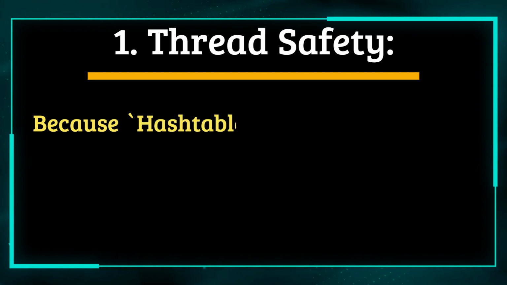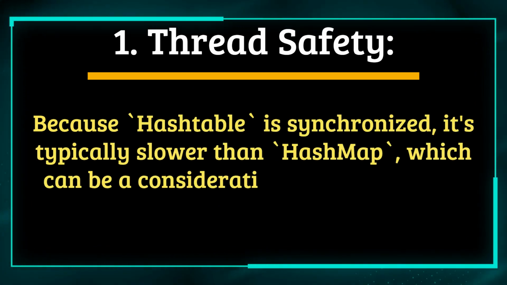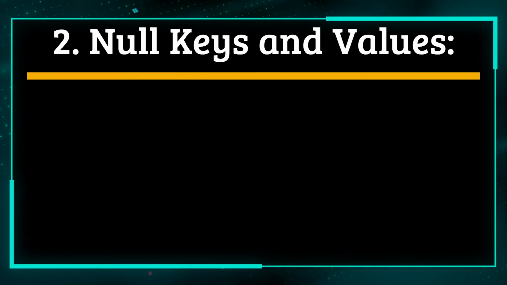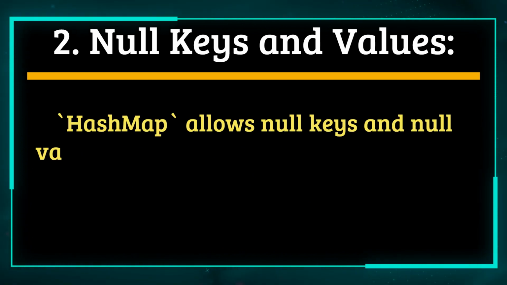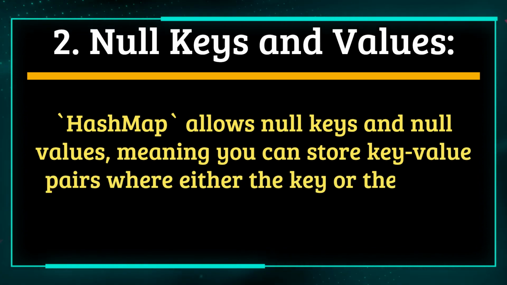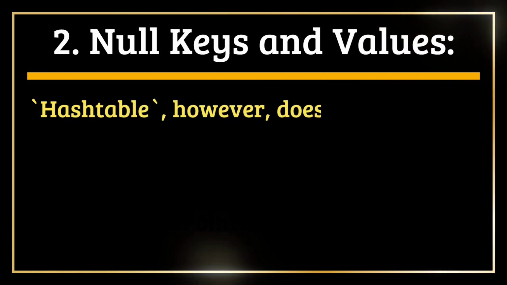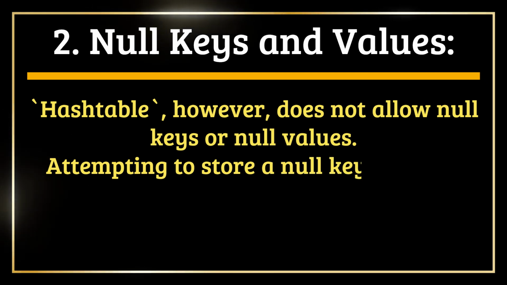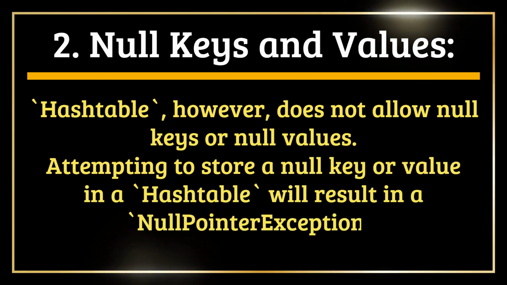Because HashTable is synchronized, it's typically slower than HashMap, which can be a consideration in performance-critical applications. 2. Null keys and values. HashMap allows null keys and null values, meaning you can store key-value pairs where either the key or the value, or both, is null. HashTable, however, does not allow null keys or null values. Attempting to store a null key or value in a HashTable will result in a null pointer exception.